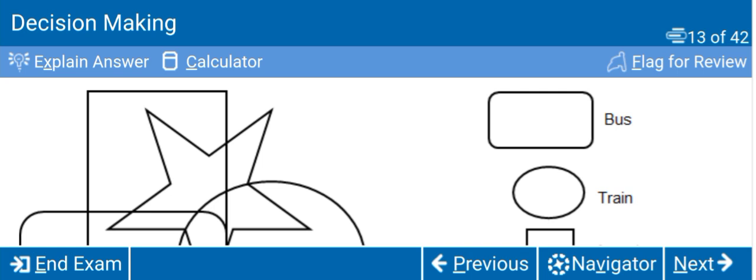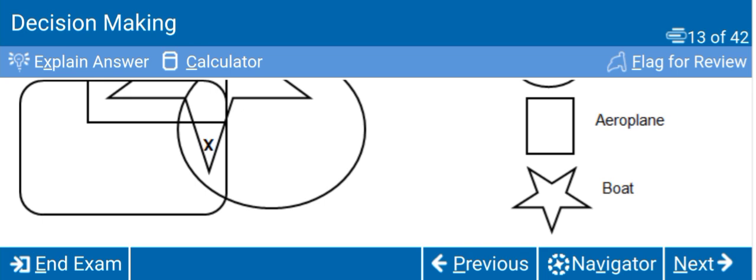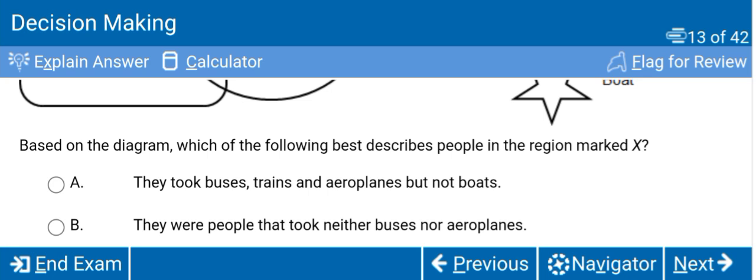So first, the rounded rectangle represents a bus, and then we have an oval shape that represents train. Then we have a square shape that represents aeroplane, and then we have a star shape that represents boat. So the question is, based on the diagram, which of the following best describes people in the region marked X?